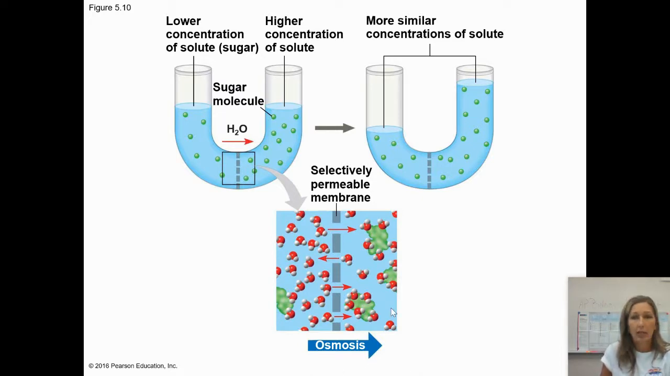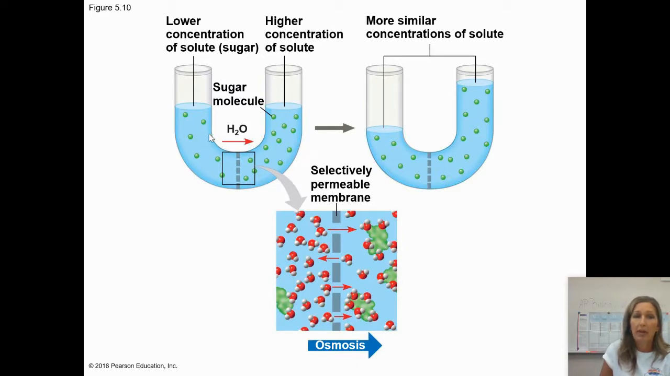Water is the great equalizer, and water wants to make sure that there is equal solute concentration on either side of any membrane. Over here, I have a low solute concentration. Over here, I have a high solute concentration. So if sugar can't move, but water can, water is going to move to dilute this side over here, making both sides end up the same concentration. So this is where osmosis happens.